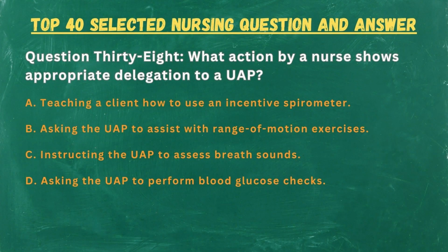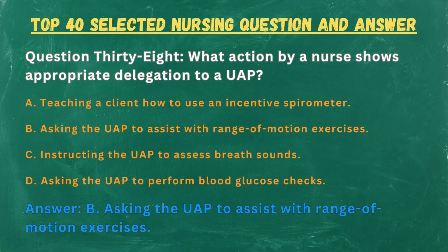Question 38. What action by a nurse shows appropriate delegation to a UAP? A. Teaching a client how to use an incentive spirometer. B. Asking the UAP to assist with range of motion exercises. C. Instructing the UAP to assess breath sounds. D. Asking the UAP to perform blood glucose checks. Answer: B. Asking the UAP to assist with range of motion exercises.